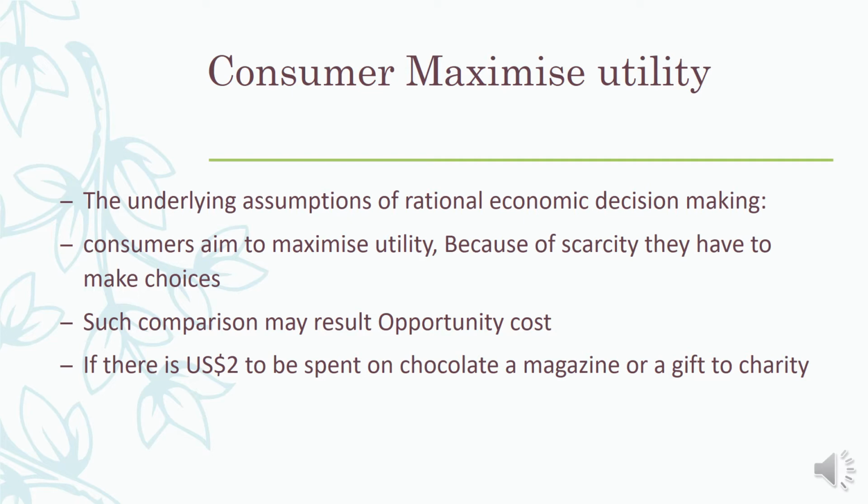Because of scarcity, they have to make a choice. We know that we have limited resources, isn't it? So whenever there is a shortage of resources, we will have to make choices. Such a comparison may result in an opportunity cost. Among those choices, if you select any one thing, the other will become an opportunity cost. For example, if there is a US dollar to be spent on chocolate, a magazine, or a gift to a charity, there are three choices. If you select chocolate, the other two will become an opportunity cost.